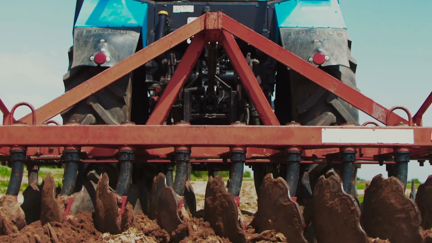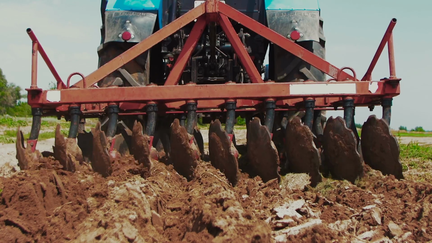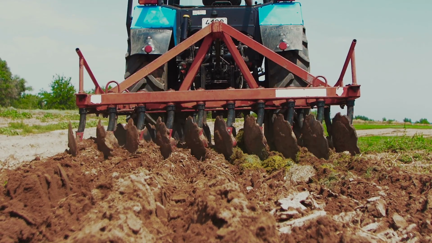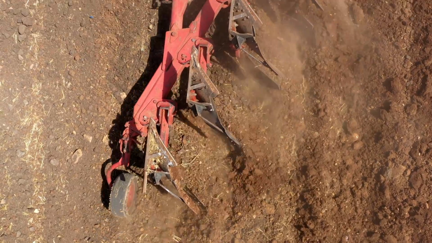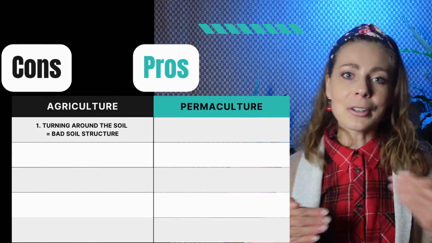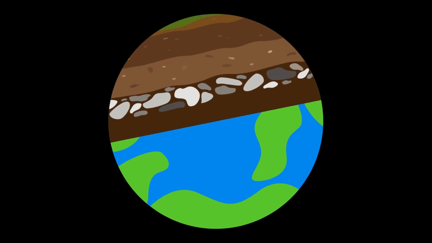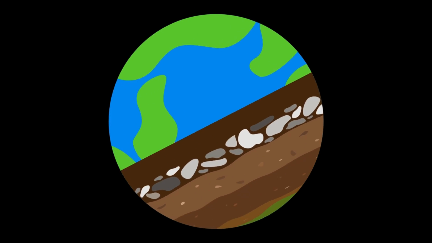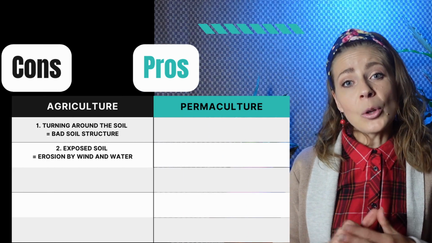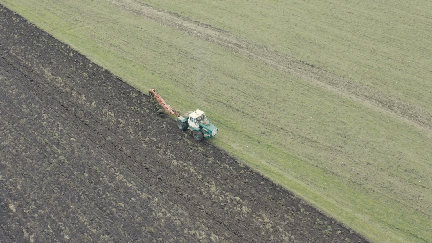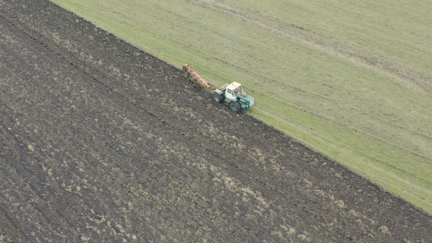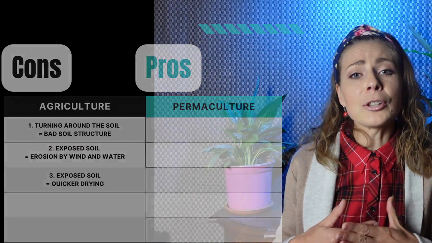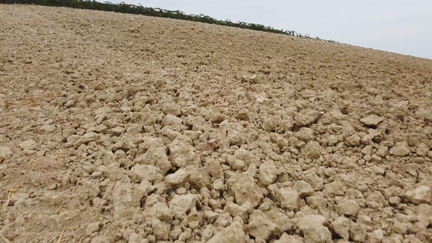So imagine a field that is regularly plowed in a modern agricultural system. Number 1, plowing involves turning over and breaking up the soil. So the subsoil, instead of remaining below the topsoil, is now turned around, and this disrupts the natural structure and composition of the soil. Number 2, plowing leaves the soil surface exposed, making it more vulnerable to erosion by wind and water. Number 3, plowing contributes to water loss through increased evaporation from the soil surface exposed to the sun.